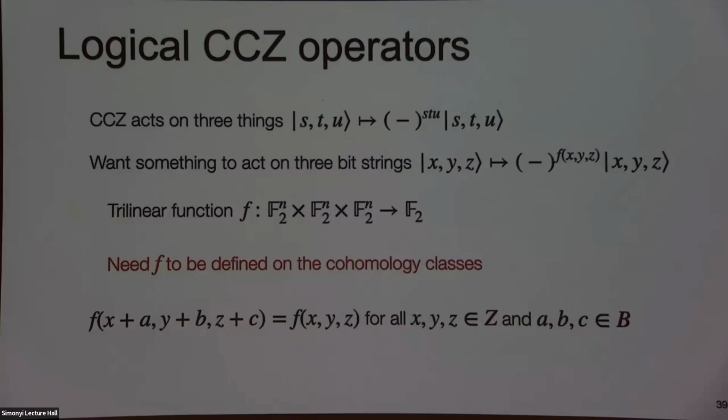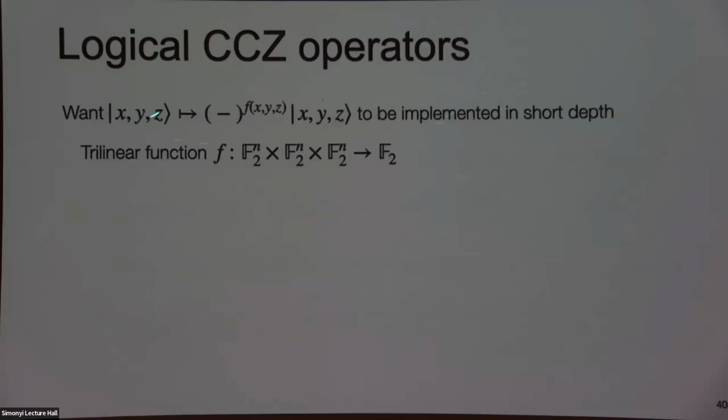So that's one condition we want, but at the same time, we also want this transversal property. So what does it correspond to? That's saying that we want this operator to be implemented in short depth. One way to implement such an operation is to say, okay, when f of ei, ej, ek is equal to 1, then we would apply some CZZ on the ith, jth, and kth qubits.